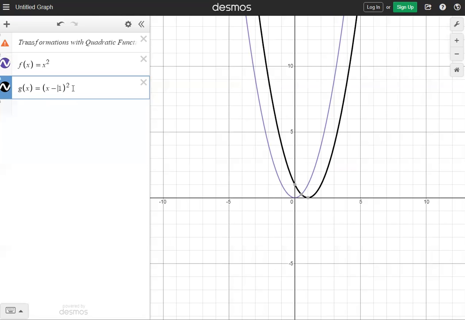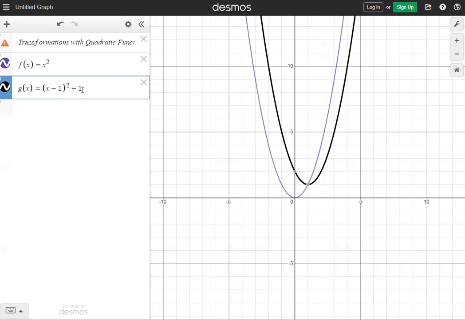Okay? And you can even combine different transformations. So if I was to subtract 1 on the inside, of course, I would move to the right, just like I'm doing right here. But I could also add 1 on the outside, and I would move up.